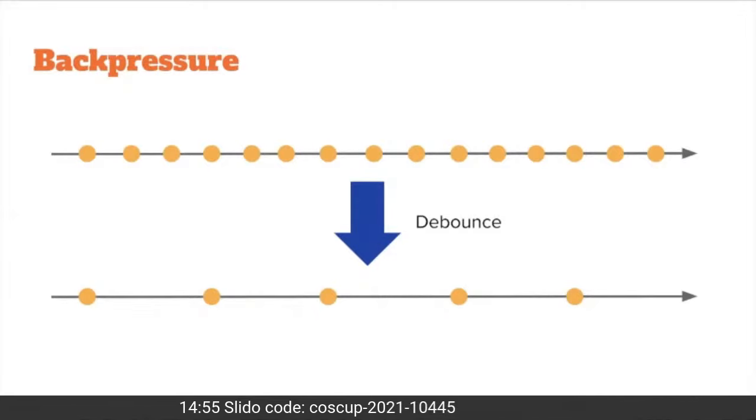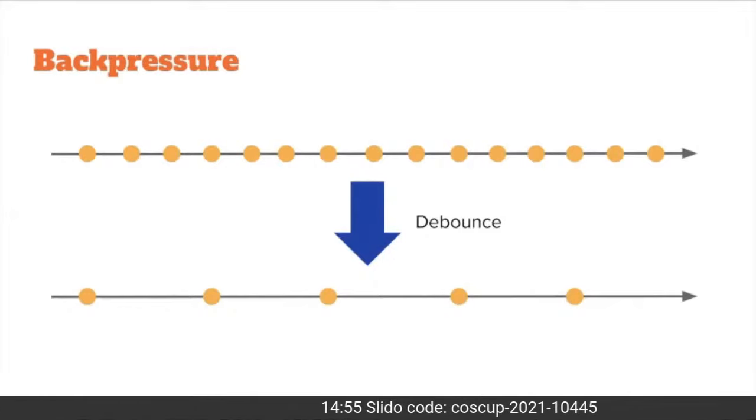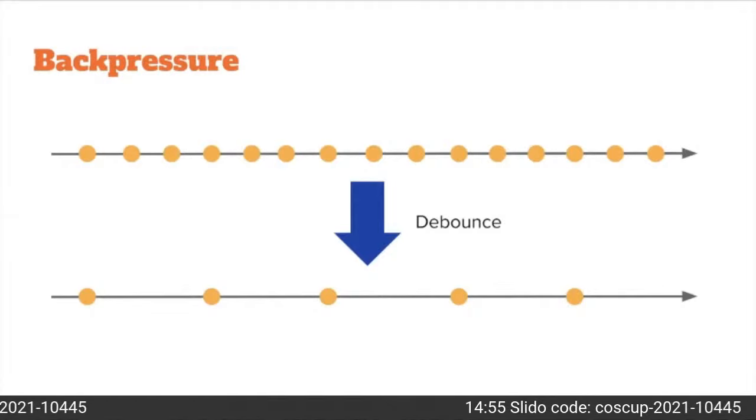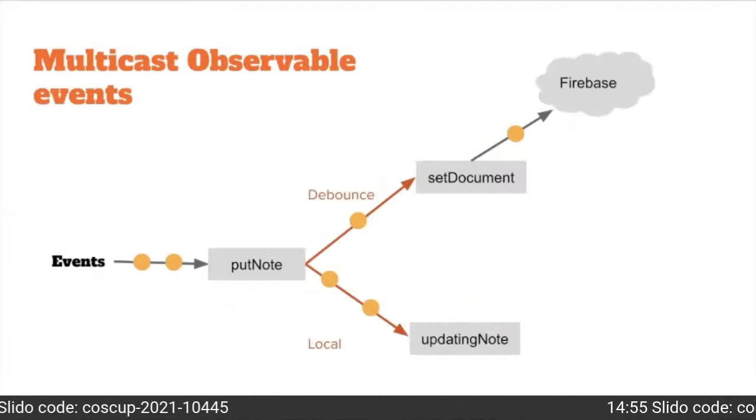And we have a solution for it. In general, we call this operator debounce. As you can see on the screen, after we do the debounce operation, the event will reduce almost 1/4 of it. So it will reduce the amount of events that the consumer needs to consume. So now we have a solution.